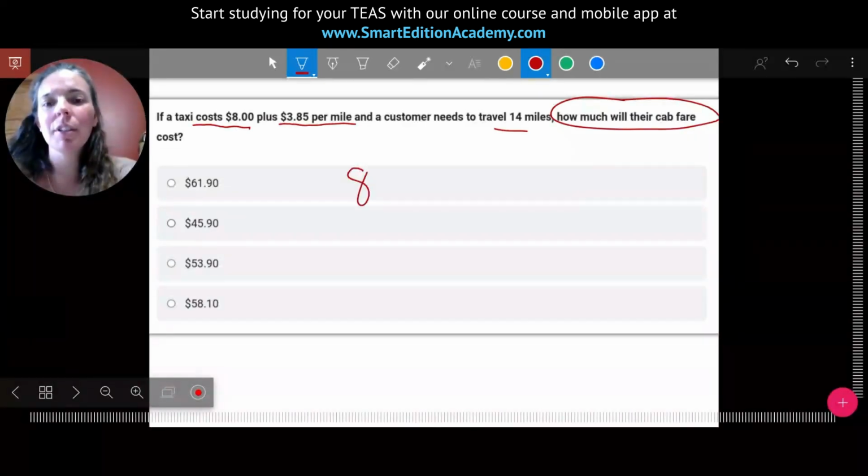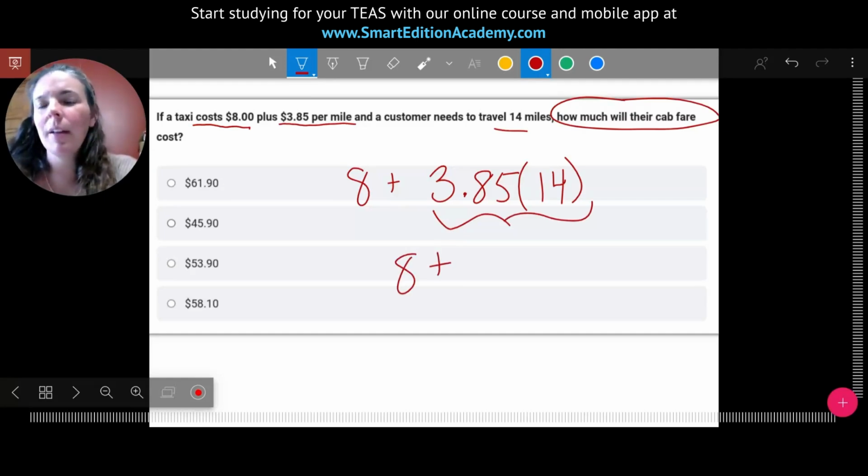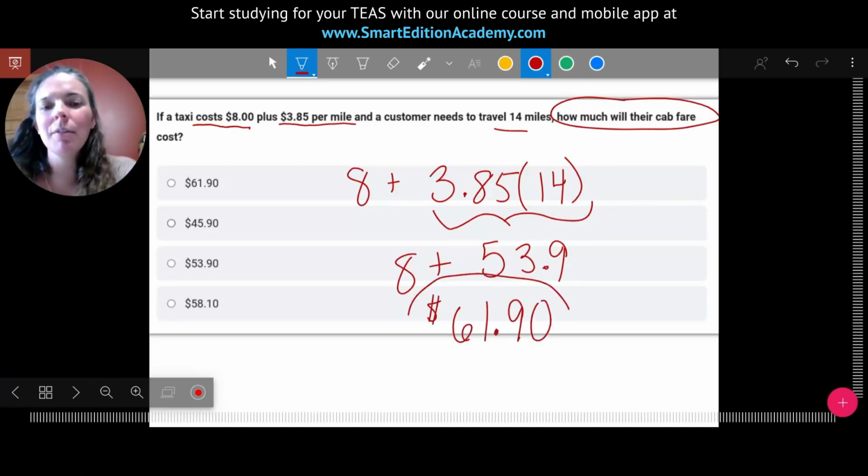So we're going to take the $8 up front plus the $3.85 per mile times how many miles? Well, it told us 14 miles. Okay, so underlining just helps me pull out that important information. Now I can use my order of operations correctly. This would give me 53.9. So 8 plus 53.9 would give me 61.9. And because I'm talking about money, I'm just going to add that 0. So it gives me $61.90.